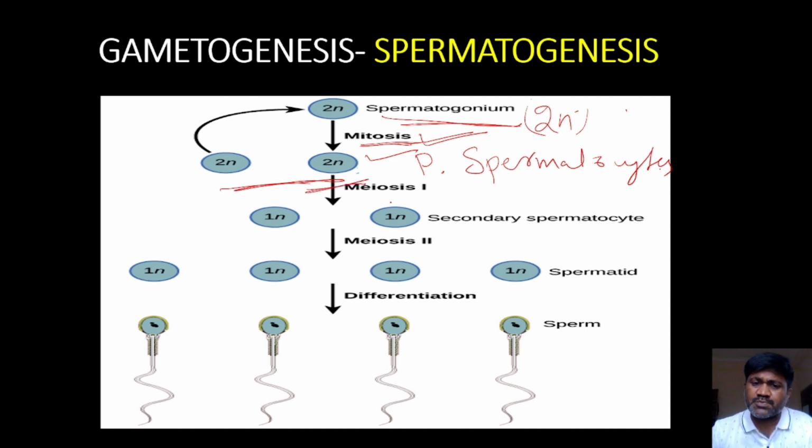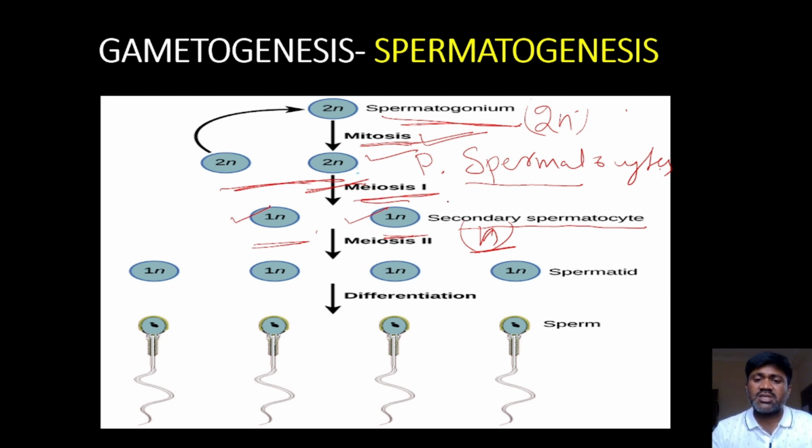Each primary spermatocyte undergoes the meiosis process. If one primary spermatocyte undergoes meiosis 1, what do we get? We get secondary spermatocyte cells. How many? Two secondary spermatocytes. But these secondary spermatocyte cells are haploid in condition, which means the number of chromosomes is halved compared to the primary spermatocytes.